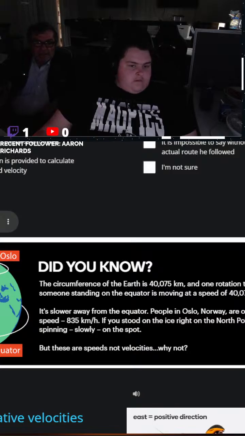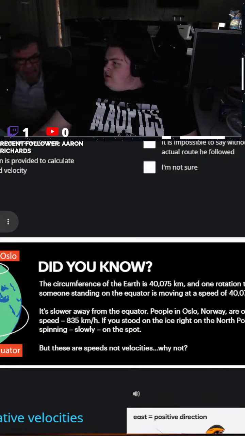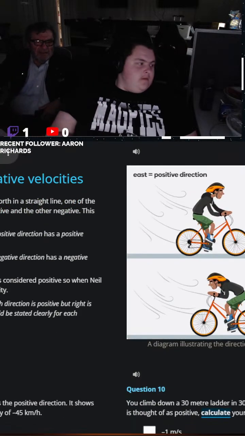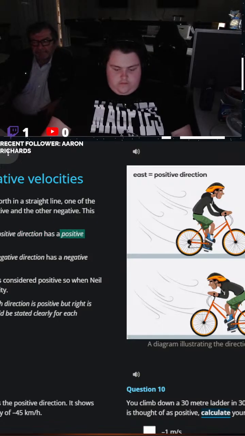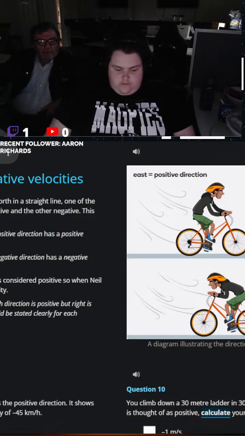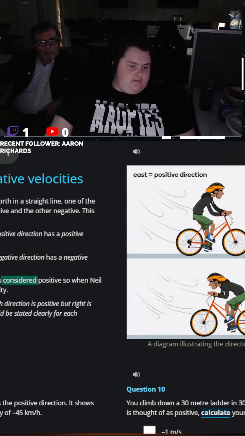Positive and negative velocities. This is the same like positive west and east. When an object moves back and forth in a straight line, one of the directions can be considered positive and the other negative. This means anything moving in the positive direction has a positive velocity, and anything moving in the negative direction has a negative velocity. In the example on the right, east is considered positive, so when Neil rides west he has a negative velocity. Note, there are no rules about which direction is positive, but right is often considered positive. This should be stated clearly for each particular case.